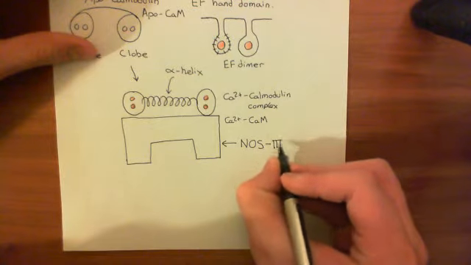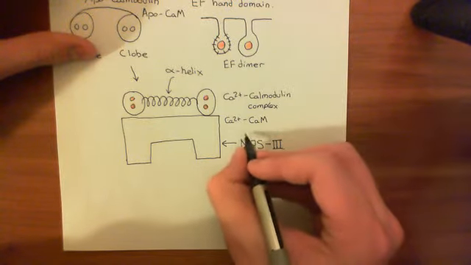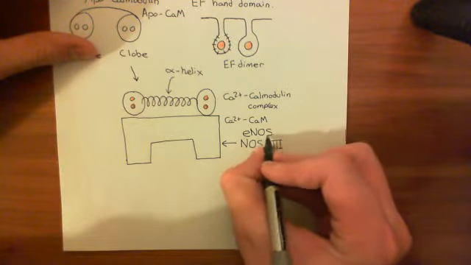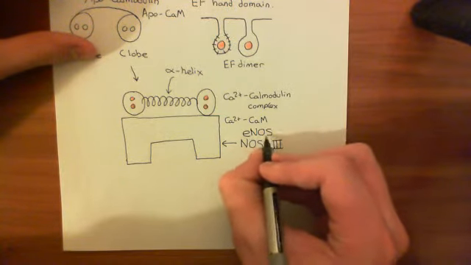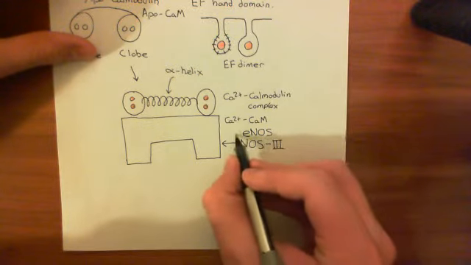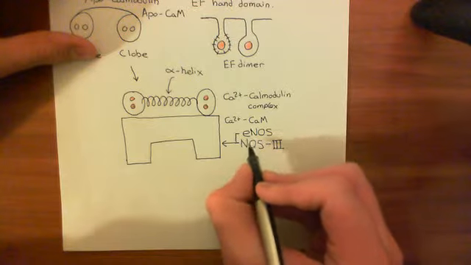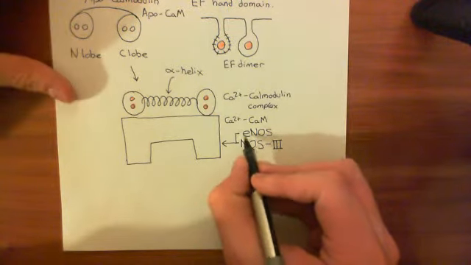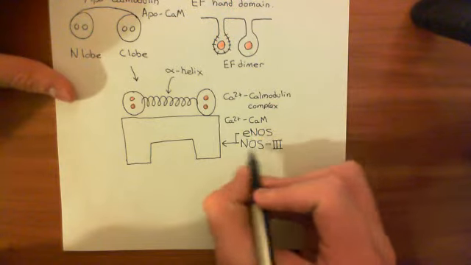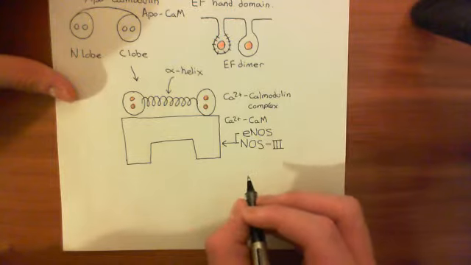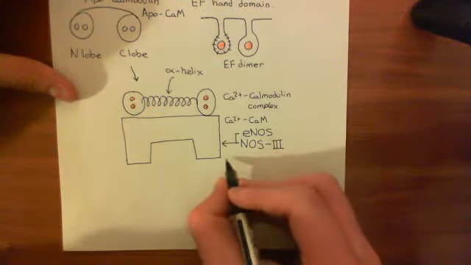Now that's the correct name for it. Often it's still referred to as ENOS, which stood for endothelial nitric oxide synthase. Now, that name is not good. The reason is that this NOS3 is found in loads of other places other than the endothelium. So we're trying to phase that name out and replace it with NOS3, but you will still see ENOS. It's a pervasive name among the literature.